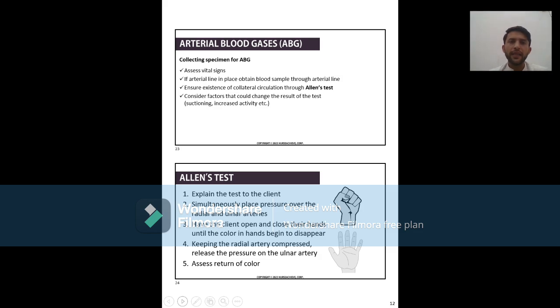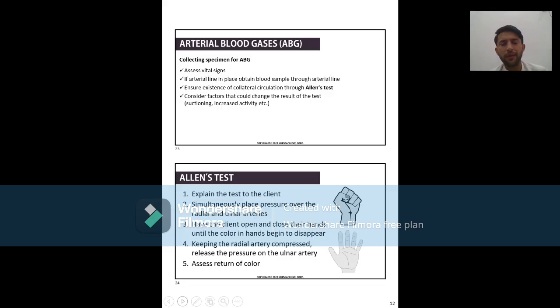If an arterial line is in place, obtain the blood sample through the arterial line, which is an easy procedure in the ICU. But if the patient has no arterial line, we have to perform a specific test. We call it the Allen test for collateral circulation. We also have to consider factors which change the patient's pH level, such as suctioning and increased activity, which change the patient's CO2 and respiratory rate.